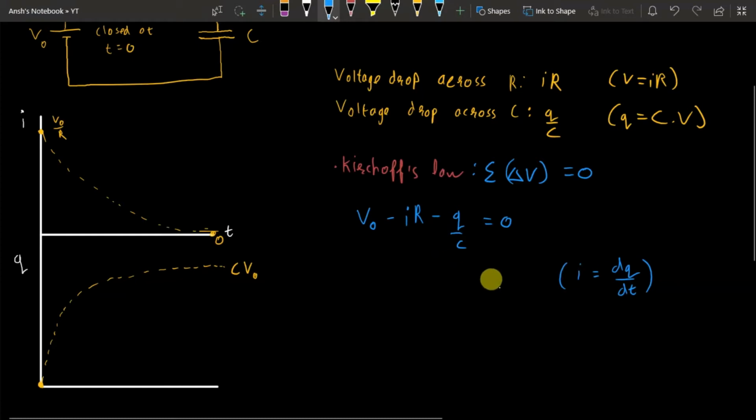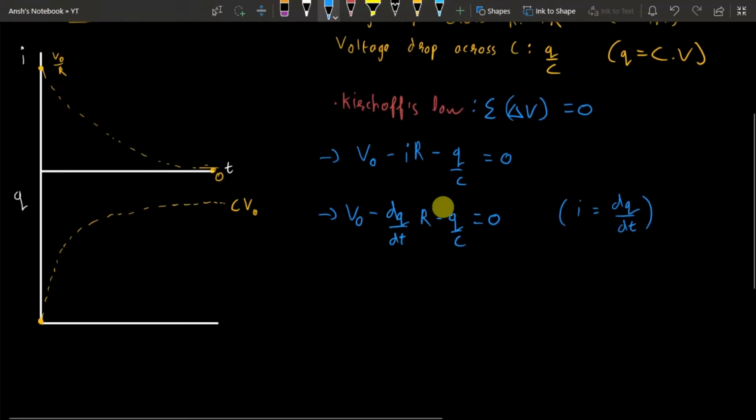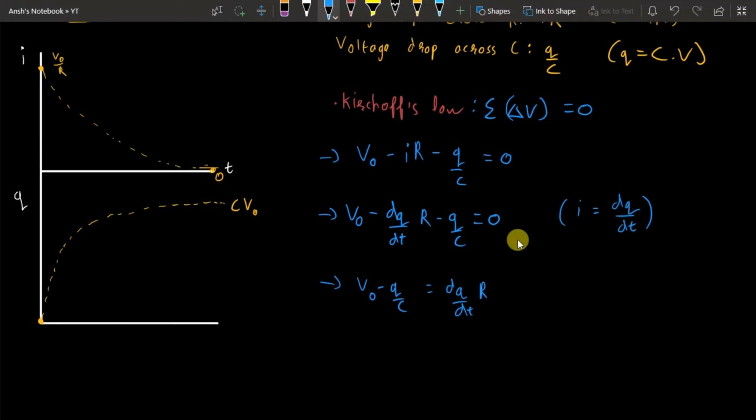and we'll substitute I as dq over dt in this equation. So let's do that. So we now have (v naught minus dq over dt into r) minus q over c is equal to 0. So let's do some algebra. Let's shift the first and the third term to the right hand side, and when we do that, we get v naught minus q over c is equal to dq over dt into r.